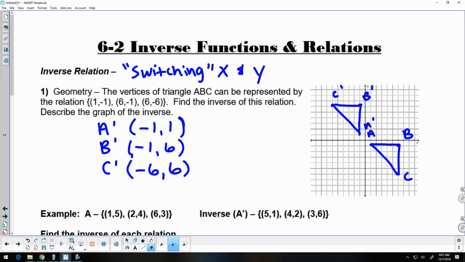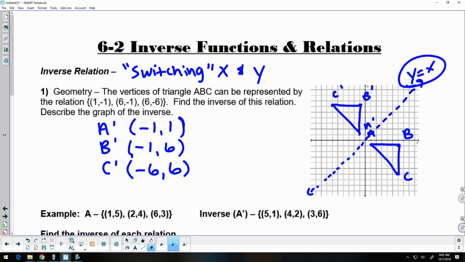If you compare these images, look at where A was and where A prime is now, where B was and where B prime is now, where C was and where C prime is now. What happens every single time you have an inverse relation or an inverse function? It's always going to be a reflection over this line. I'll graph it in here, passing through the origin with a slope of 1: it's always a reflection over the line y equals x. Every single inverse, it could be a graph of anything, but it's always going to be a reflection over the line y equals x.